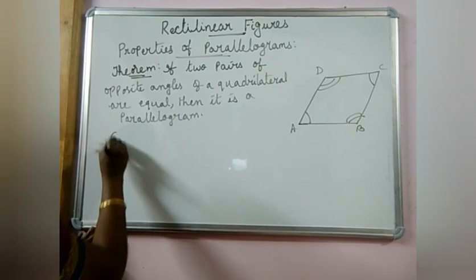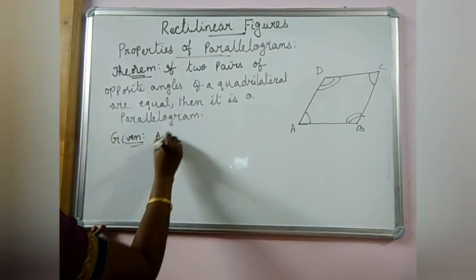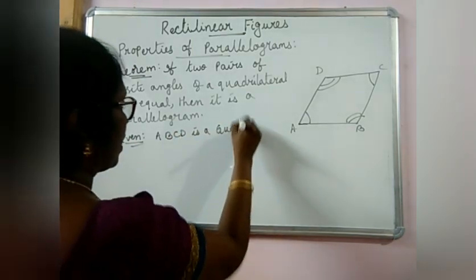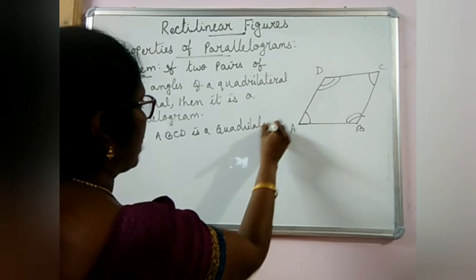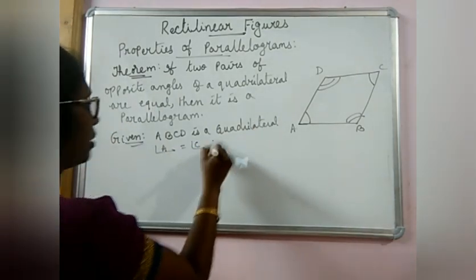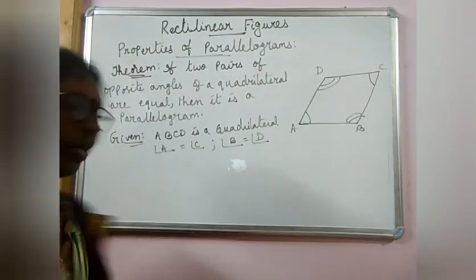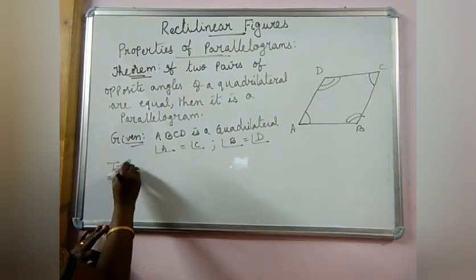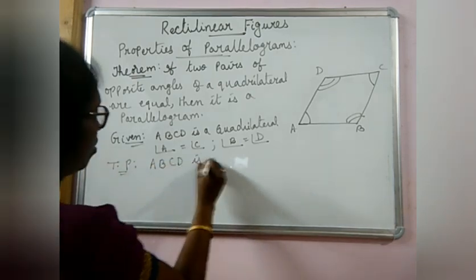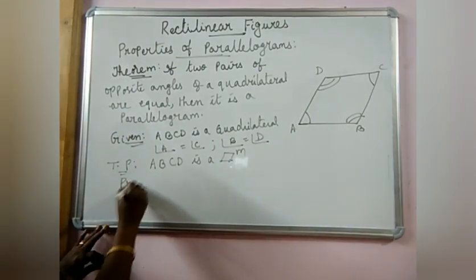That means what is given is, ABCD is a quadrilateral in which angle A is equal to angle C, angle B is equal to angle D. That is given to you, and you have to prove that ABCD is a parallelogram. How to prove it?